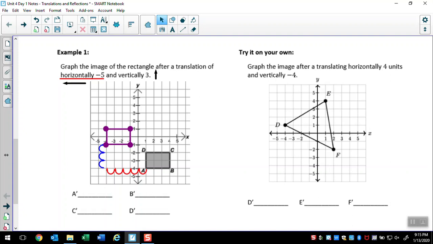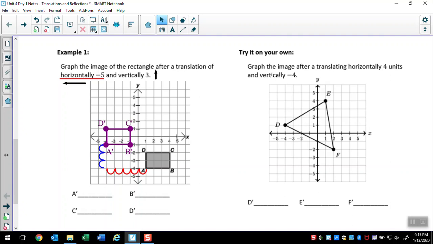So this was my A prime, this was my B prime, this was my C prime, and here's my D prime. In this case, all I did was literally take this rectangle and slide it left and then slide it up. I didn't change the direction or anything of it. So my letters all stay in the same location. I just put the little prime symbol with it.